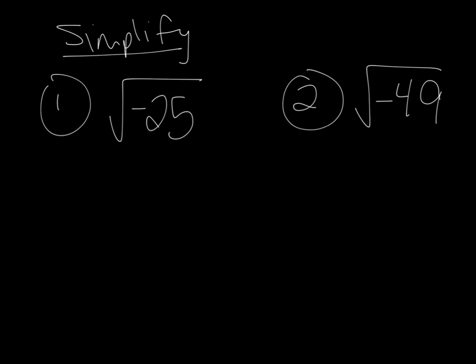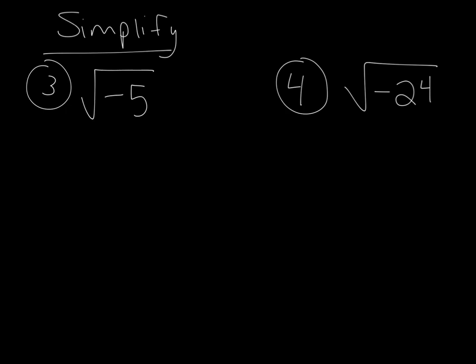For number 1, the square root of negative 25. Well, we know the square root of 25 is 5, but because it was negative, we make it 5i, because the i represents that negative inside the square root. On number 2, the square root of 49 is 7, but because it was negative, we get 7i.